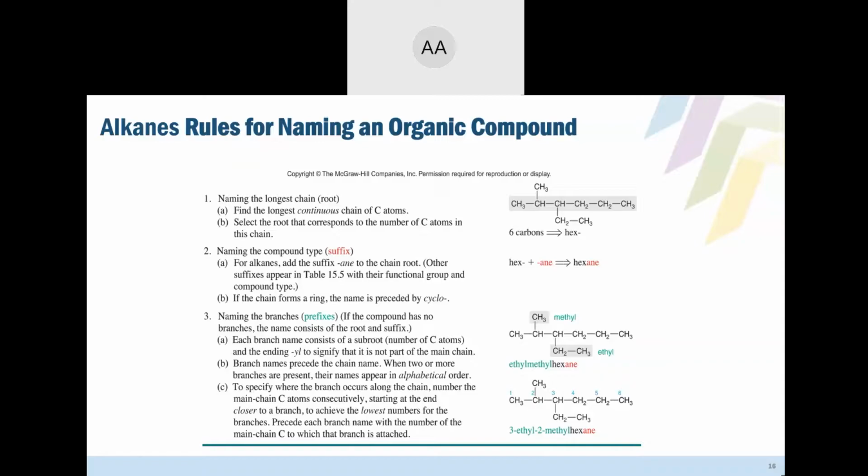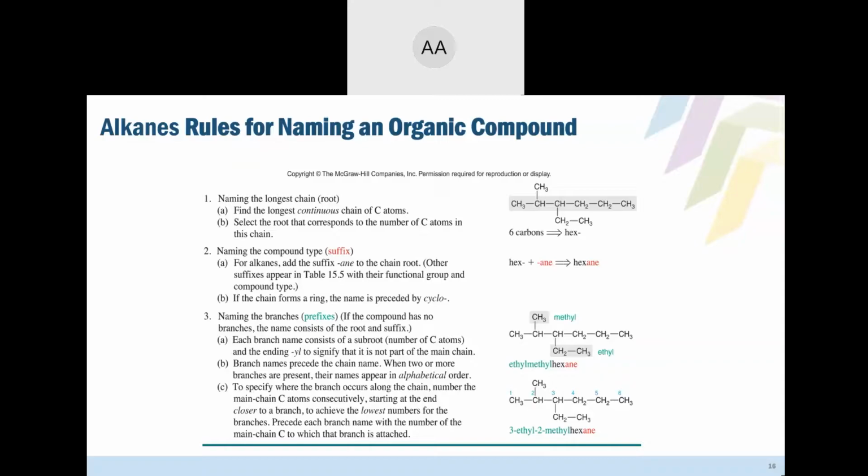So, rule number 1, naming the longest chain, the root. The rule is always to find the longest continuous chain of carbon atoms. So the example you can see there is 6 carbons, which gives us hex. Then, second rule, naming the compound type, the suffix. So for alkanes, we already said that the suffix is -ane. And in this example, that means we will have hexane. Don't forget that if you find a chain which forms a ring, the name would be preceded by cyclo, for instance, cyclohexane.